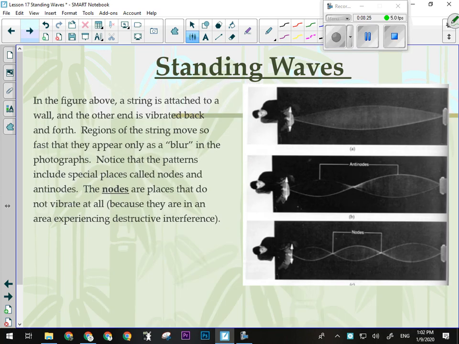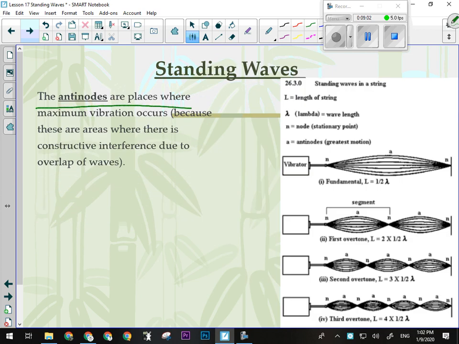So that's kind of the top view of what we were doing. The string in this case is just attached to a wall, so it's a fixed end. The areas of constructive interference we call antinodes. The areas of destructive interference we call nodes. So nodes are places that do not vibrate at all, because they are an area experiencing complete destructive interference. So an area of destructive interference is called a node. And then an area of constructive interference is the opposite. They're antinodes.